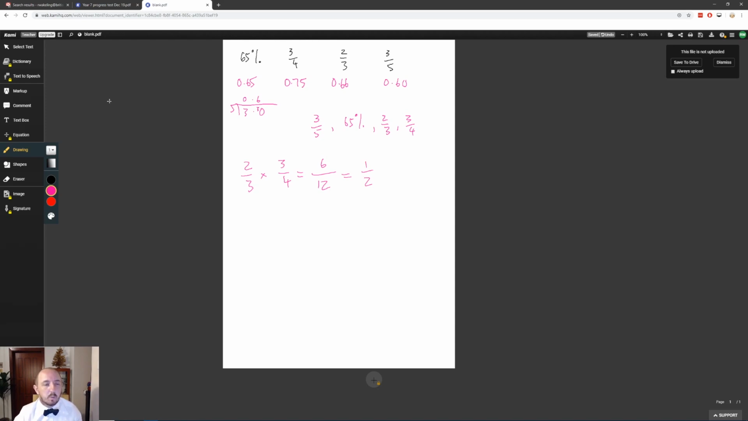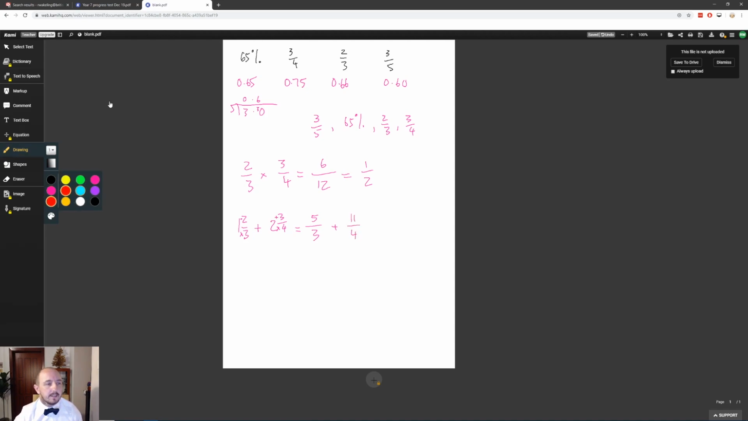Work out the value of 1 and 2/3 plus 2 and 3/4. First thing we need to do is turn these into top-heavy fractions. So 3 times 1 plus 2 would give us 5/3. 4 times 2 plus 3 is 11/4.